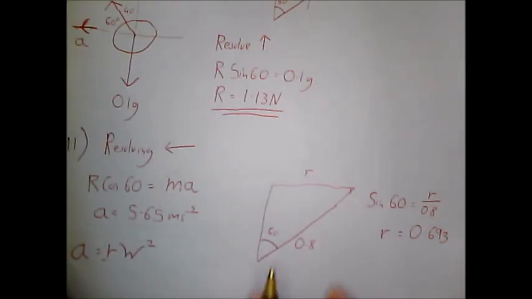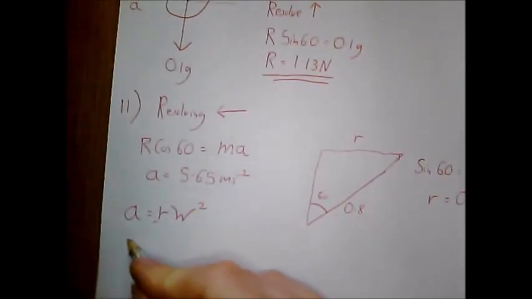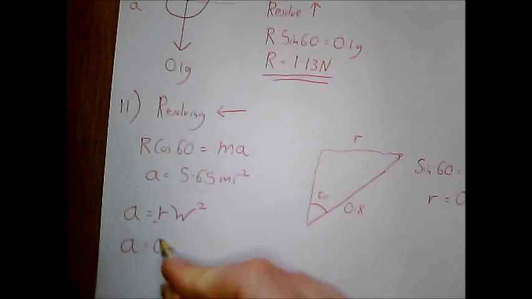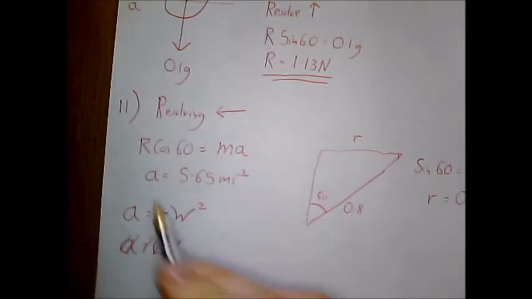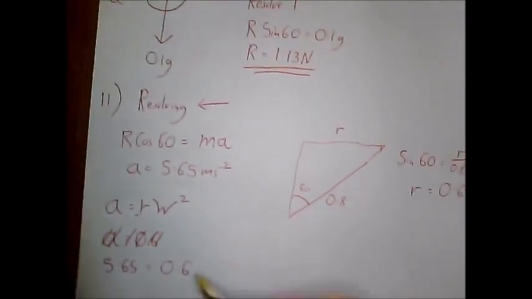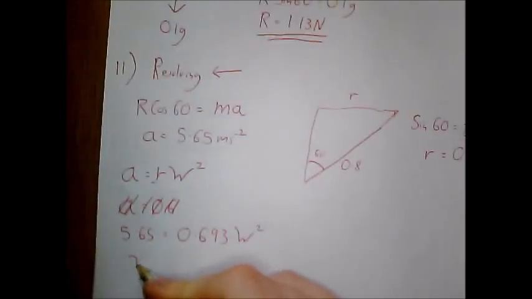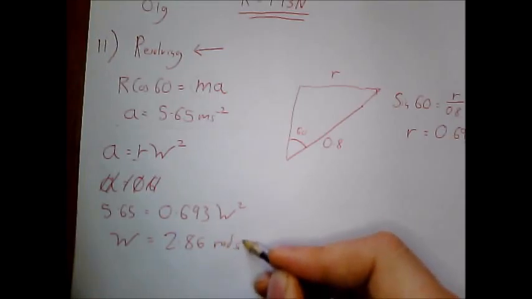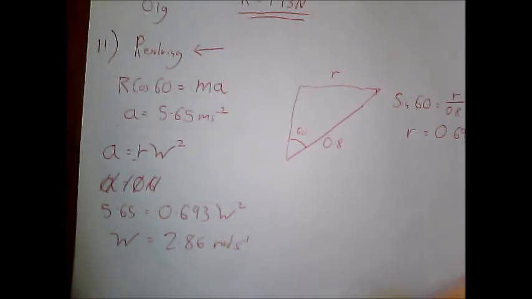So substituting that back here, the acceleration equals... beg your pardon, we're trying to find the omega, we know the acceleration, 5.65 equals 0.693 omega squared. So omega, the angular velocity, is equal to 2.86 radians per second. And that's part 2.